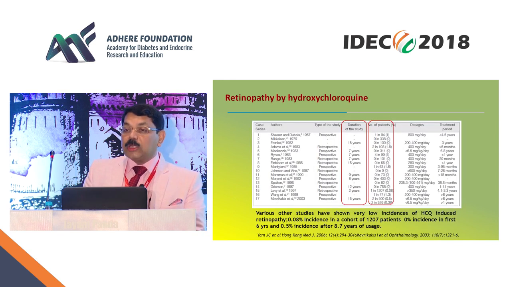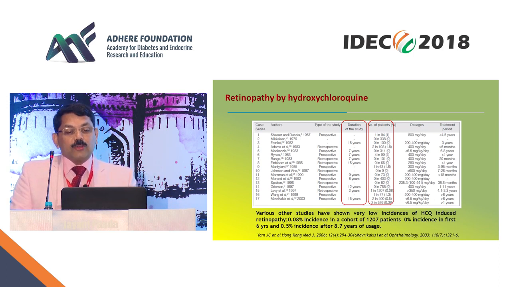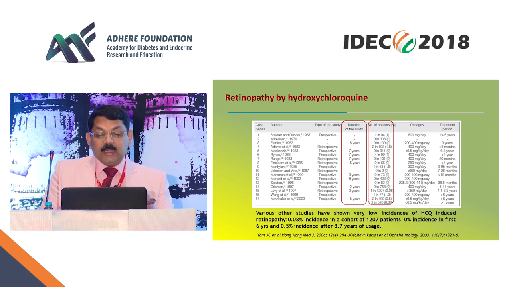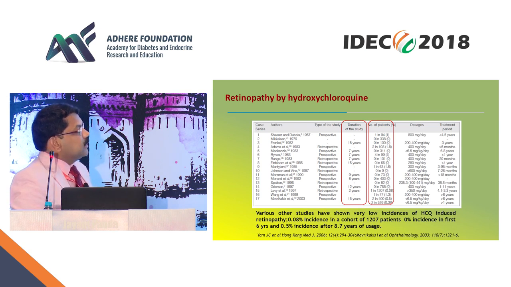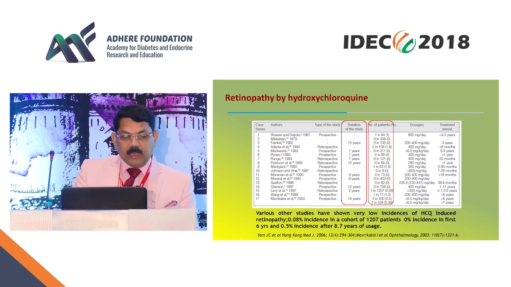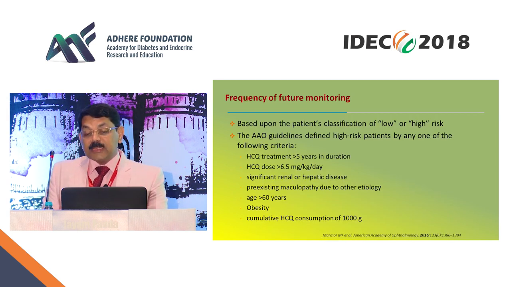Regarding the retinopathy and hydroxychloroquine, we have a lot of confusion because routinely the rheumatologist prescribe a perimetry examination of visual fields, but if you see the duration of study and the number of patients developing the retinopathy, it is very low, almost 0.08% incidence in a cohort of more than 1,000 patients, and only 0.5% after 8.7 years of the usage. That's after a long use. So the frequency of the future monitoring is based upon the patient's classification of low or high risk.